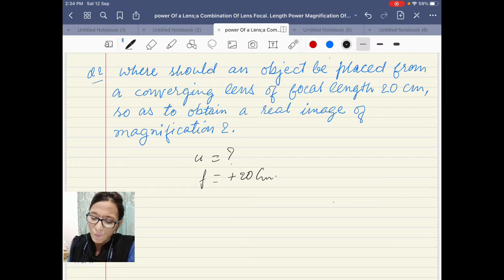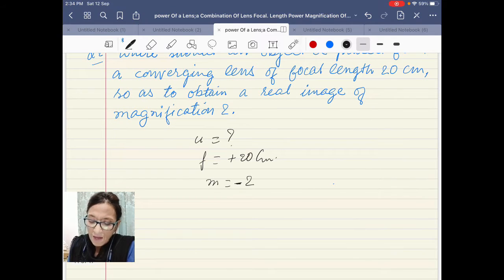So as to obtain a real image of magnification. Magnification is given in this question. It is 2. And you have to obtain a real image. So when image is real, magnification should be negative. So we have to put a minus sign in magnification because image is real.